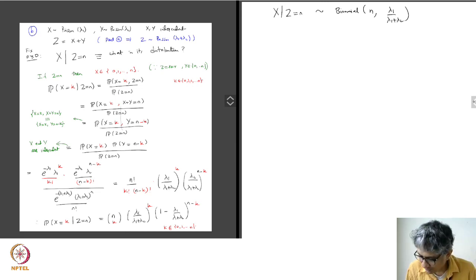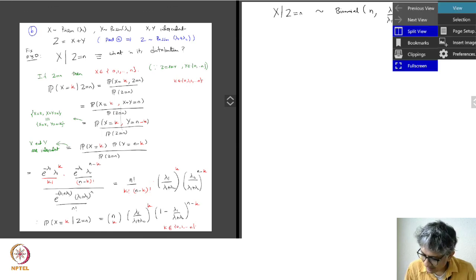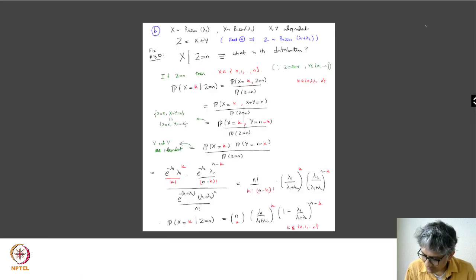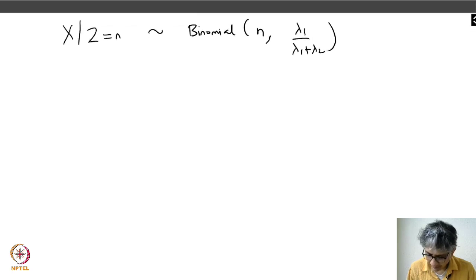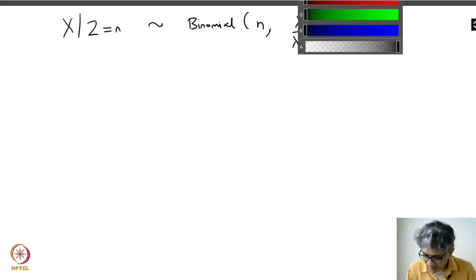So let me just close off with a theorem. These ideas are widely applicable everywhere. Let me go back to the normal view. So let me close off with a theorem, this class.